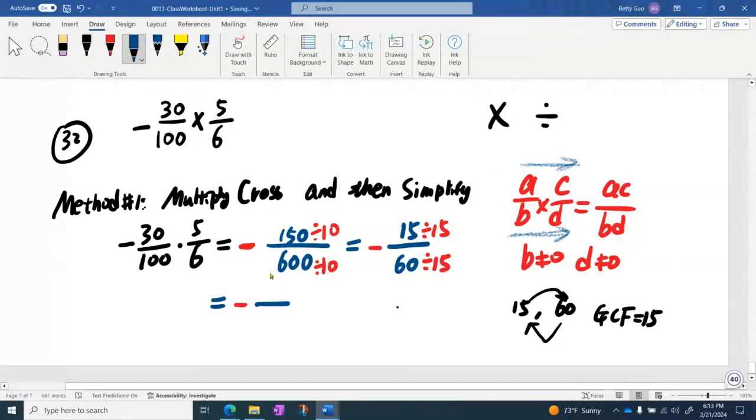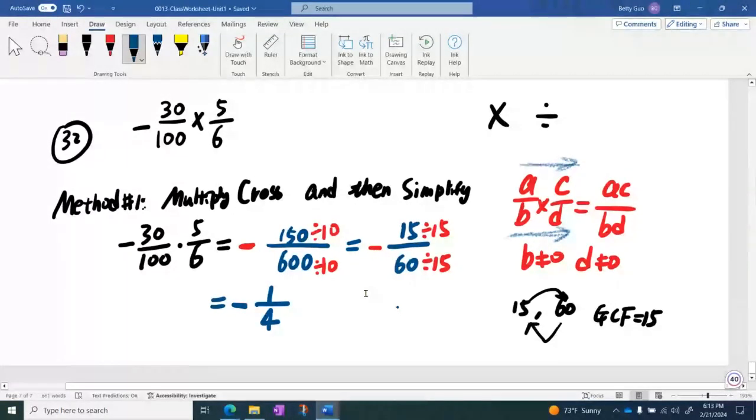15 divided by 15 is 1. 60 divided by 15 is 4. So the result is a negative 1/4. All right, so this is the first method. We use the formula of multiplying two fractions and then reduce the result.